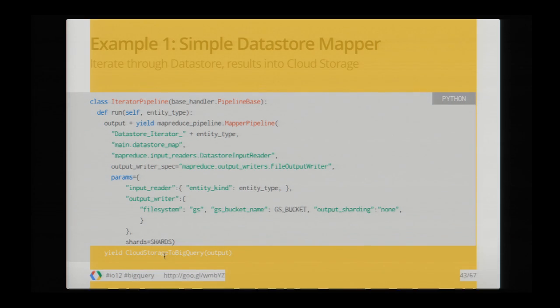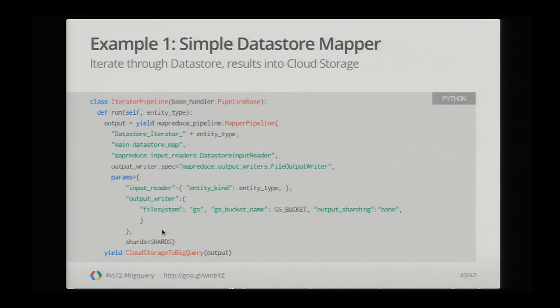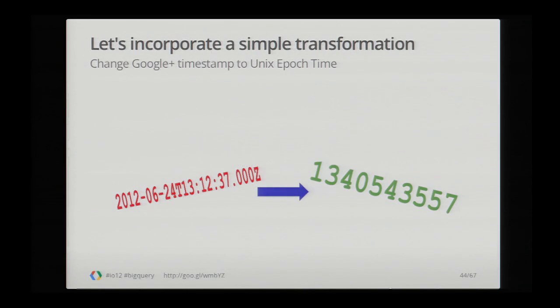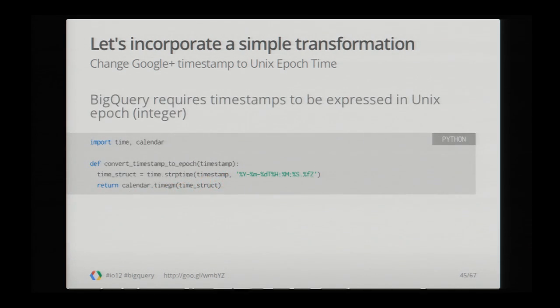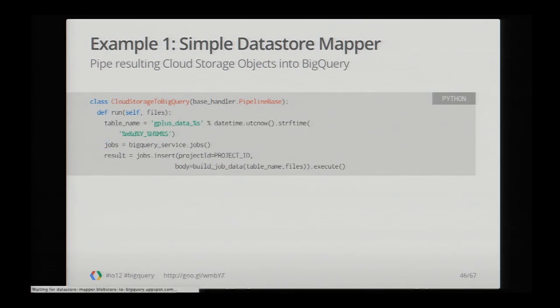And then at the end, I'm saying yield the result to this other pipeline that I created called Google Cloud Storage to BigQuery. And here's the transformation I'm trying to do. That's the timestamp format that comes out of Google+. It's like a UTC timestamp. I want to transform it into a Unix epoch timestamp, which looks like that. It's just a big integer. So I'm incorporating a super simple transformation. For every record, I'm looking for that timestamp, and I'm just converting it. And that's it.